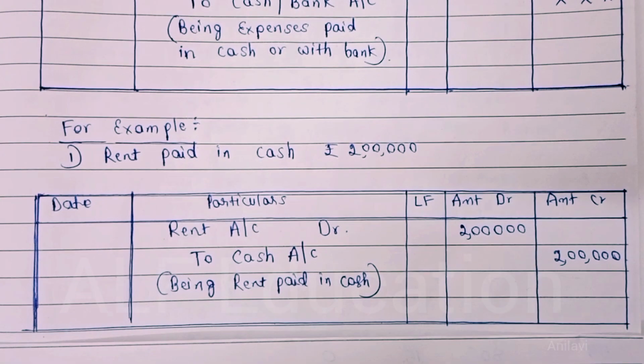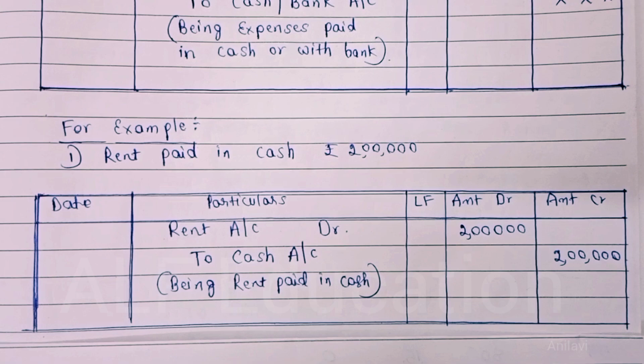The first example: rent paid in cash, 2 lakh. So here we have the format: date, particulars, ledger folio, amount debit, amount credit. Here rent will be coming under debit since it is an expense, and cash which is going out from the business, you will be crediting.